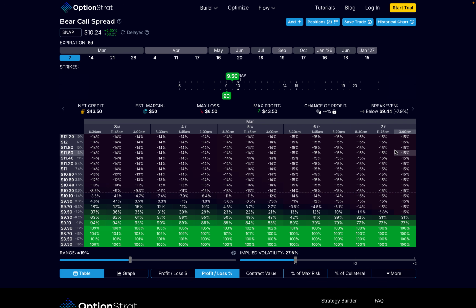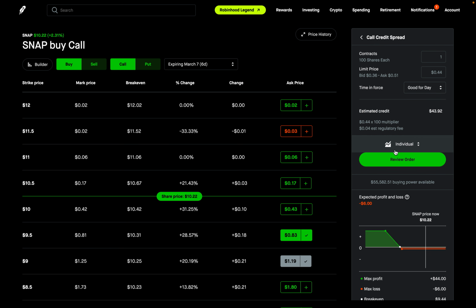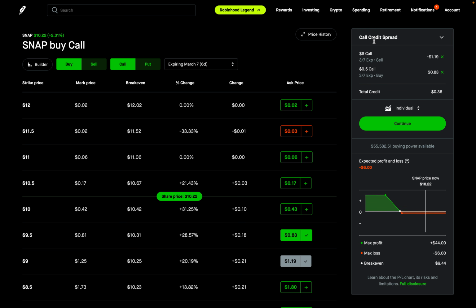So now that we know how a call credit spread works, let's go back to Robinhood here and talk about how we can easily fix this. We're still going to do the exact same thing we've done so far. We're still entering this call credit spread here. But now we're going to use some of this credit or premium that we're receiving to help finance another trade.